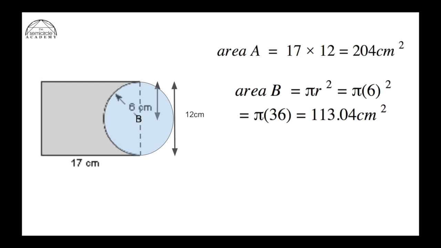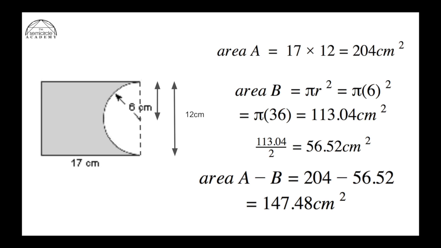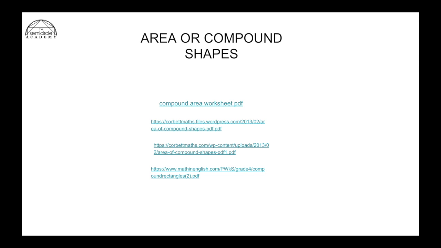And you know we have to minus it, but we don't have to minus the area of the full circle. We have to minus the area of the semicircle, half of that. So let's find half of the area of that circle, and that gives us 56.52, you could see here. And this is actually the area of the semicircle that we are going to subtract. So now we could subtract the area of the rectangle minus the area of the semicircle, and that gives us 147.48 centimeters squared.